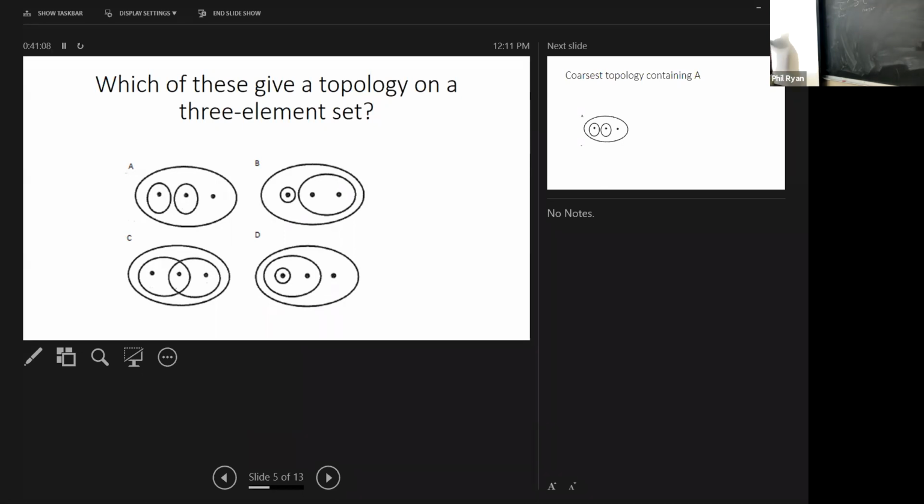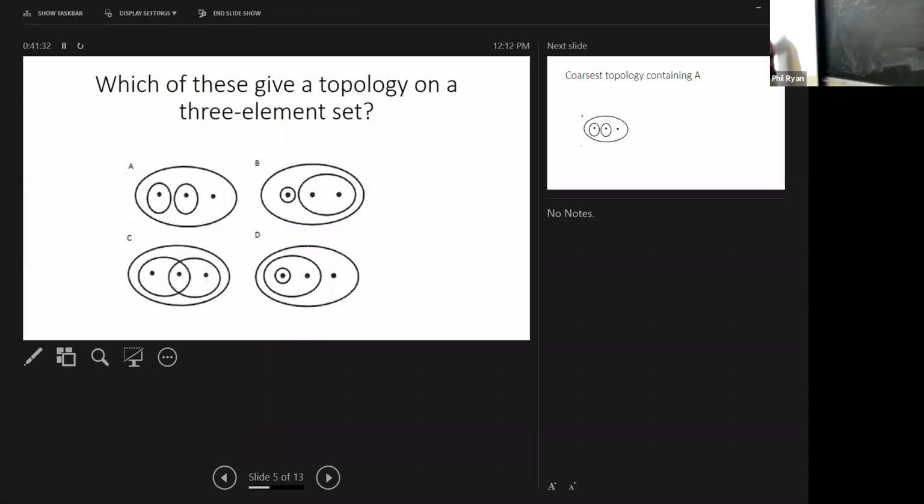Is this a topology? No, because it should have the union of these things. It doesn't matter that this doesn't have a set. So this is not. Is this? Good. It is, right? Because the union is the whole thing, and the intersection is the empty set.